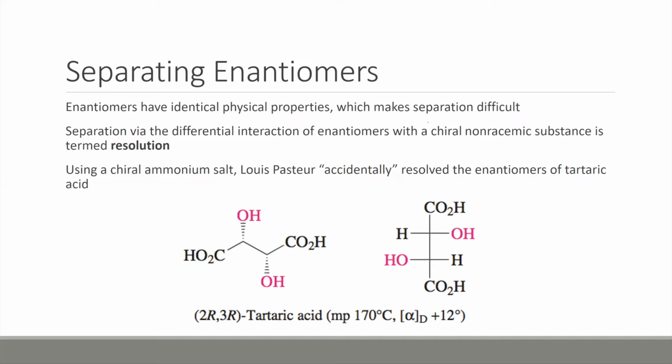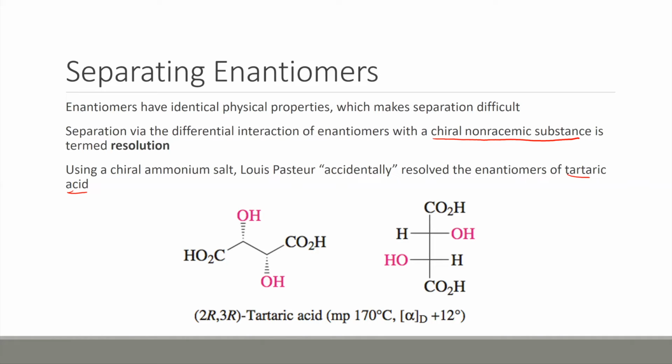The way to separate enantiomers via their different interactions with chiral non-racemic substances is termed resolution, as I said. So separating enantiomers with another chiral substance is called resolution. One of the first known examples of this was by Louis Pasteur, who used a chiral ammonia salt and separated the enantiomers of tartaric acid.